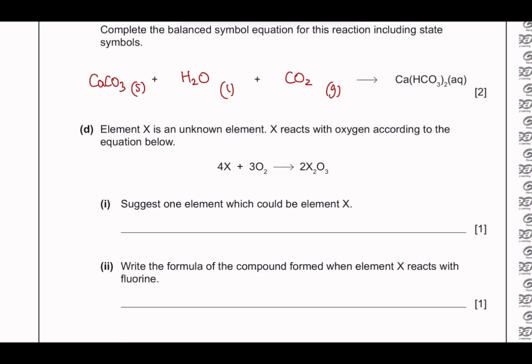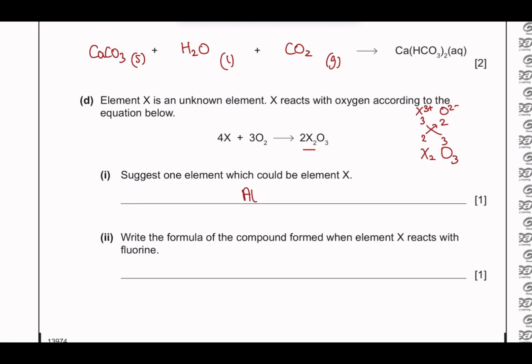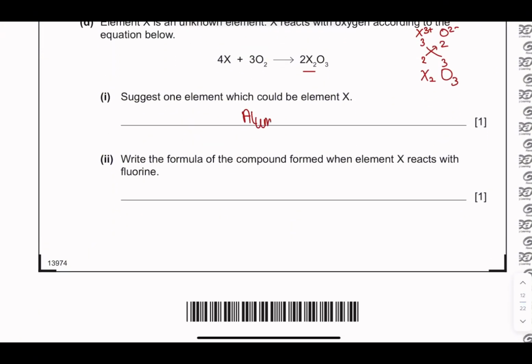Element X, which is an unknown element, reacts with oxygen according to the equation below. Suggest one element that could be element X. So you work your way back up from swapping and dropping. So you would know that if you swap back up, oxygen was 2 minus, so it has to be 3 plus for element X. So that could be Fe3+, or it could be aluminium. Okay, so suggest the element would be aluminium. Write the formula of the compound formed when X reacts with fluorine. It would be Al3+, F minus. When you swap and drop, you'd end up with AlF3.